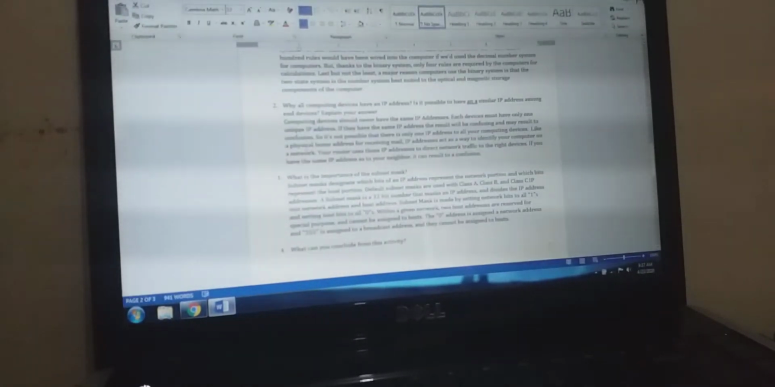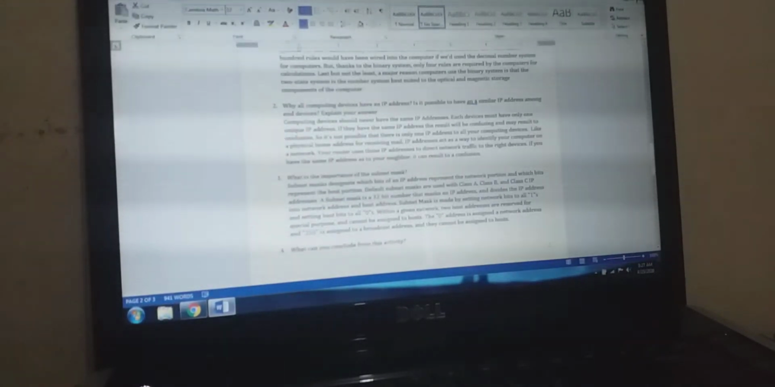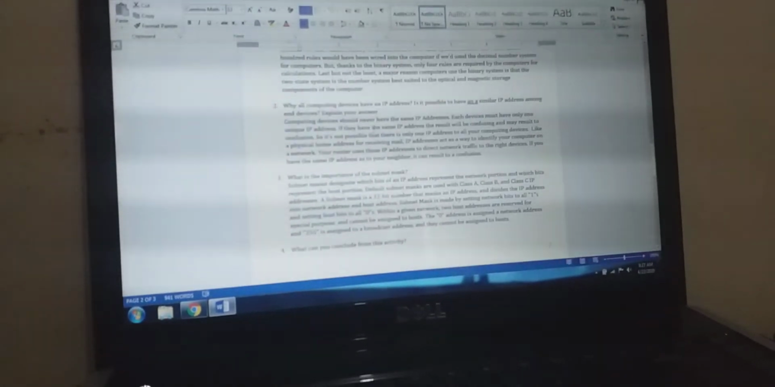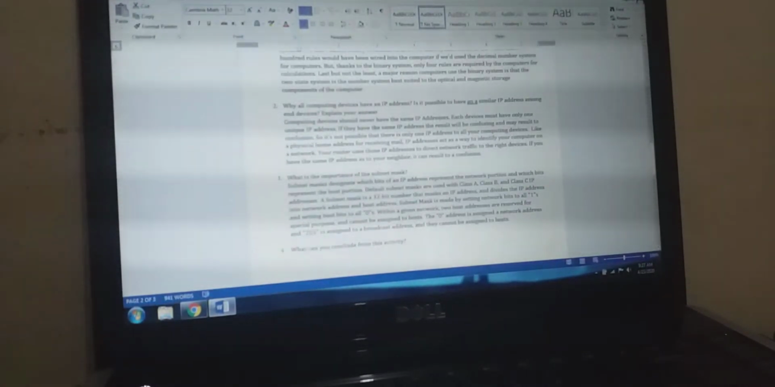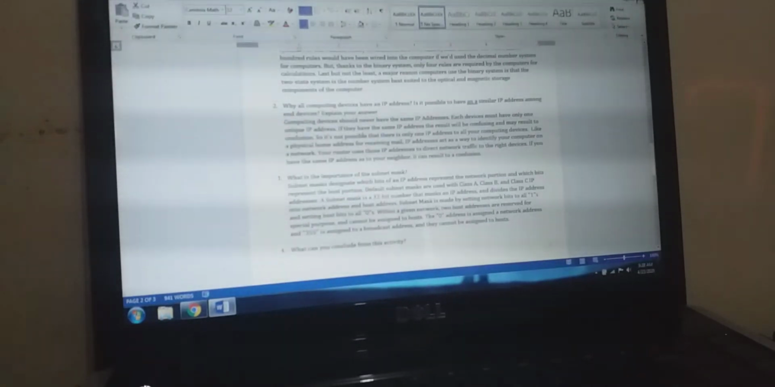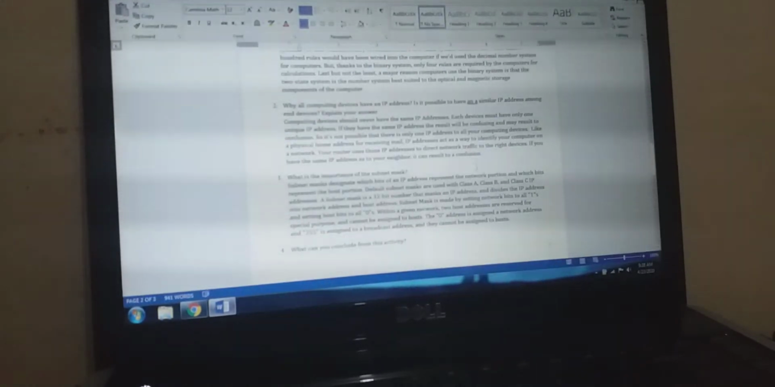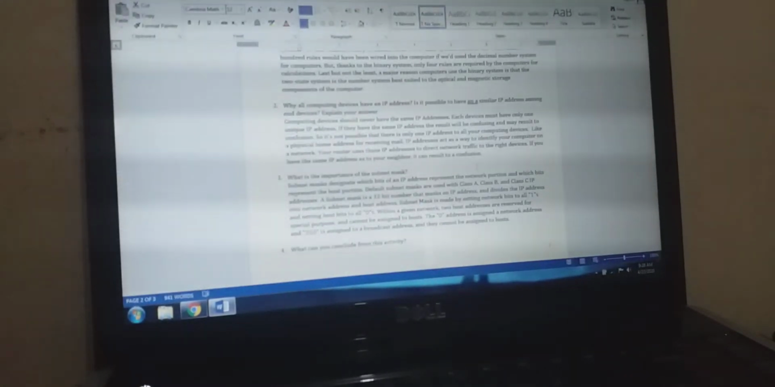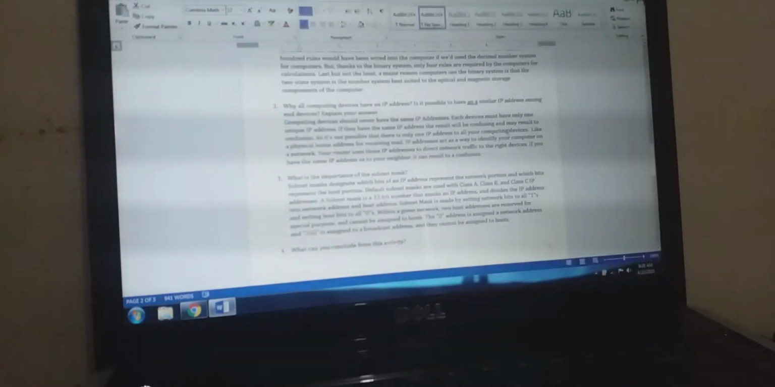Number 2. Why do all computing devices have an IP address? Is it possible to have a similar IP address among end devices? Explain your answer. Computing devices should never have the same IP addresses. Each device must have only one unique IP address. If they have the same IP address, the result will be confusing. So it's not possible that there is only one IP address for all your computing devices.